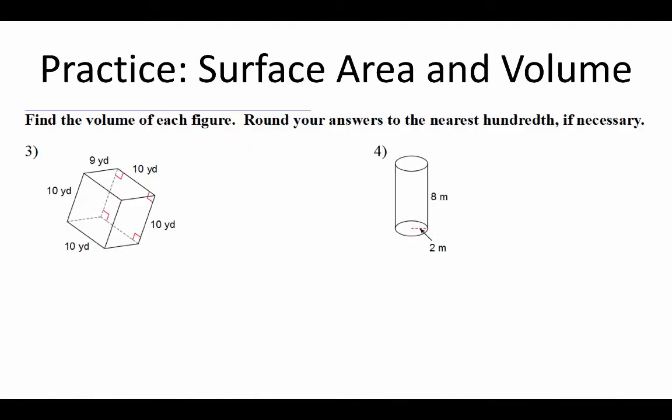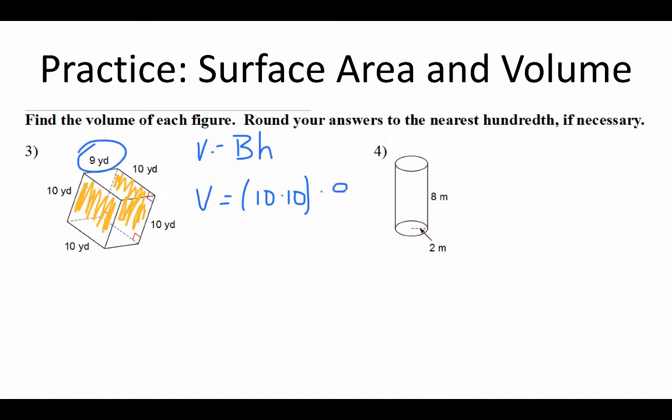All right, so what we have in this first one is our 2 bases, and what we have to do first is identify those 2 bases. There's base 1 and here's base 2. You can kind of see it's in the background there. Now I have to find the area of the bases, because my formula is V equals area of the base times the height, okay? So V equals area of the base, which is 10 times 10, and then my height is going to be that 9 yards right here.